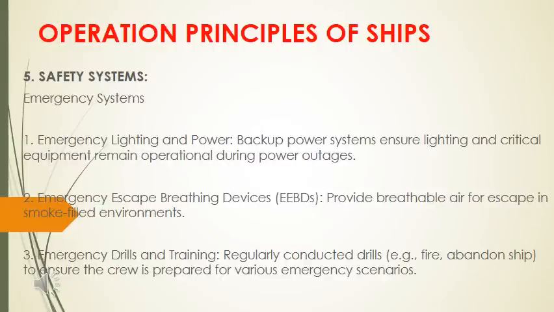Up next is the emergency systems. Emergency systems could include emergency lighting and power. Backup power systems ensure lighting and critical equipment remain operational during power outage. Let's say there's a power outage, the emergency lighting and power has the responsibility of ensuring that there is still lighting and that critical equipment remain operational.